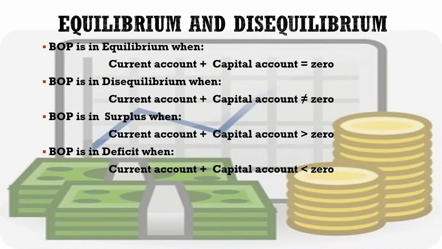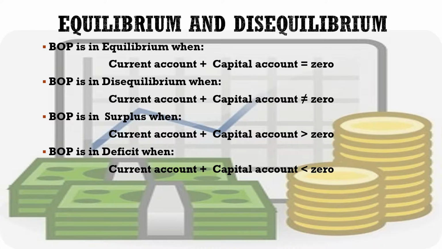So friends, here comes the equilibrium and disequilibrium of balance of payment account. Friends, our balance of payment account is in equilibrium when our current account plus capital account is equal to 0. And our balance of payment account is in disequilibrium when our current account plus capital account is not equal to 0. Friends, look here, our balance of payment account is in surplus when our current account plus capital account is more than 0. That is, inflow of foreign exchange into our country is positive.